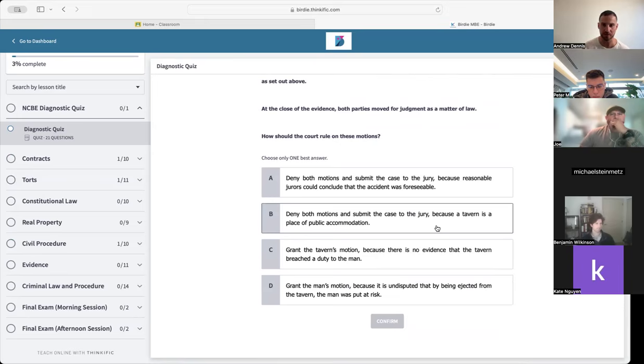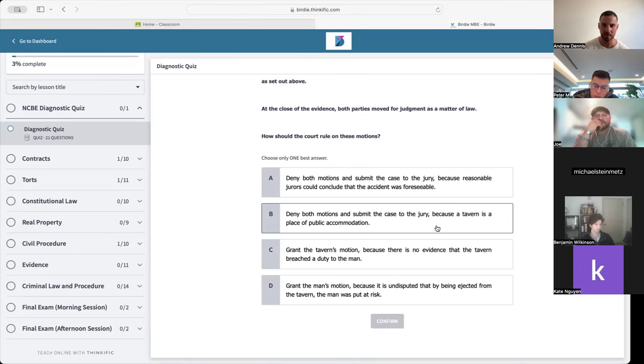A: Deny both motions and submit the case to the jury because reasonable jurors could conclude that the accident was foreseeable. B: Deny both motions and submit the case to the jury because a tavern is a place of public accommodation. C: Grant the tavern's motion because there's no evidence that the tavern breached a duty to the man. D: Grant the man's motion because it's undisputed that by being ejected from the tavern, the man was put at risk.